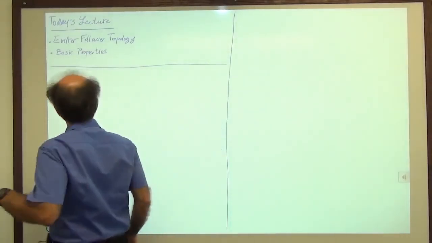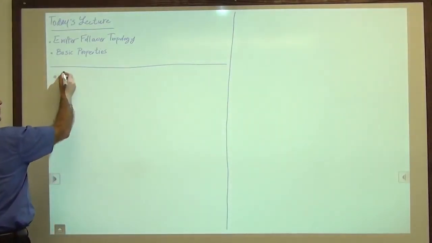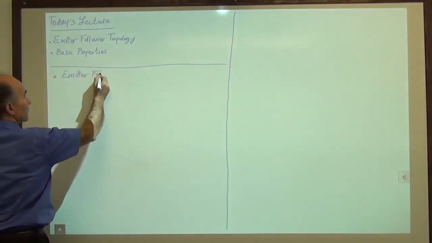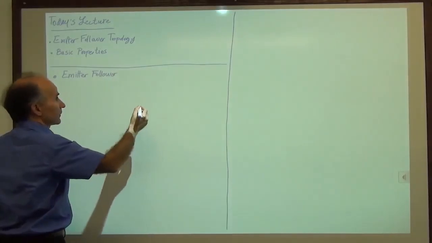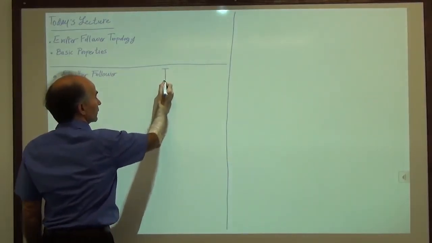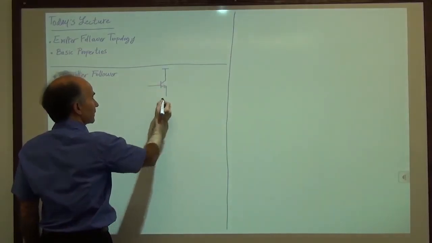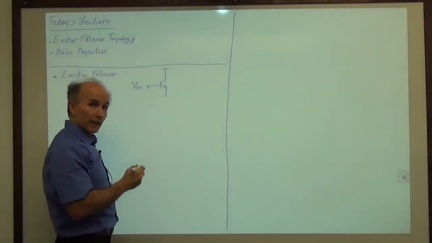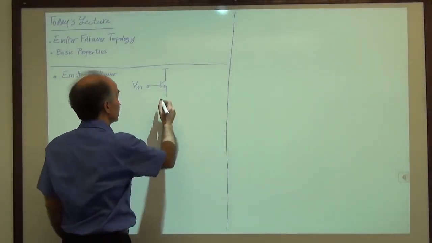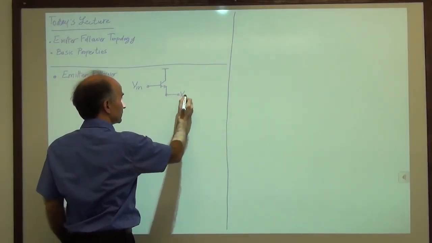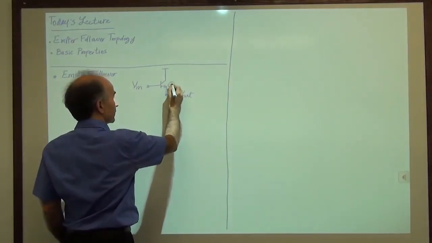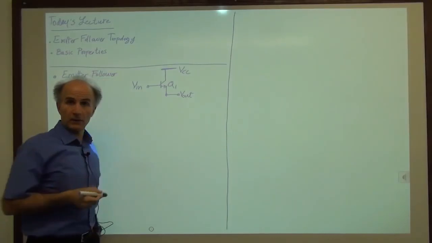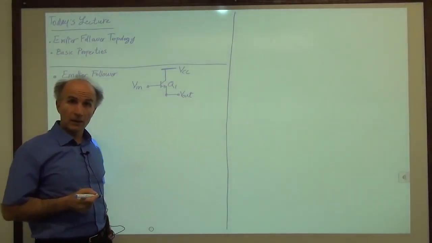So let's see what that circuit looks like. We begin here with the emitter follower, and the circuit is configured as shown here. We have a transistor. The input is applied to the base of the transistor, and the output is sensed at the emitter of the transistor. So here's the output. And this is the transistor, Q1. We have our power supply up here. And this is evidently an emitter follower.